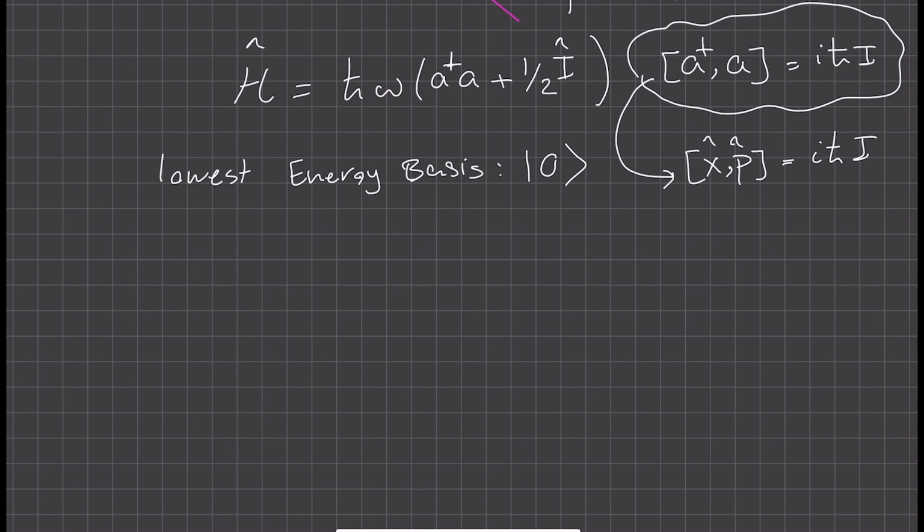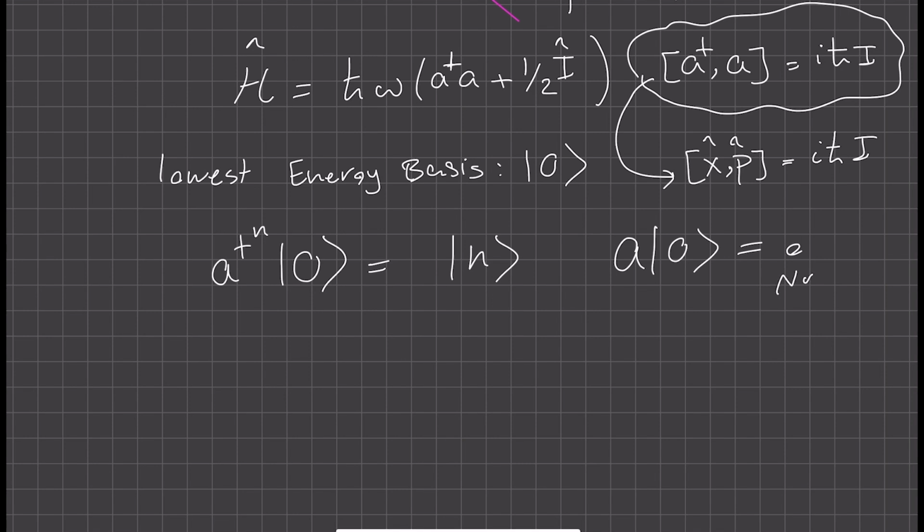So how it works is that when a dagger acts n times on the ground state, we are going to have some state n with some normalization factor. But we can define the normalization factor in a systematic way. When a acts on the ground state vector, that would give us 0. And that 0 is the actual 0. So it's null, it's nothing.